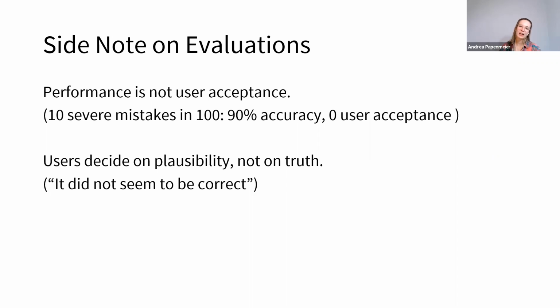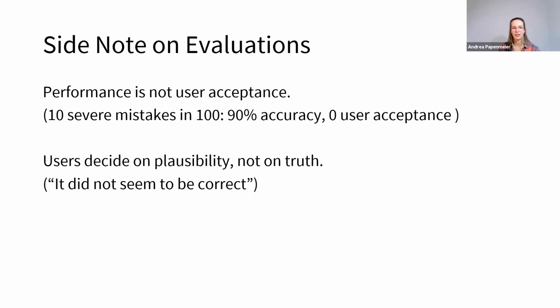And then secondly, users do not actually judge whether something is correct, but whether something seems correct. We usually also ask people when we do this research on how AI decisions are perceived by users, we ask them why they think the system makes mistakes.